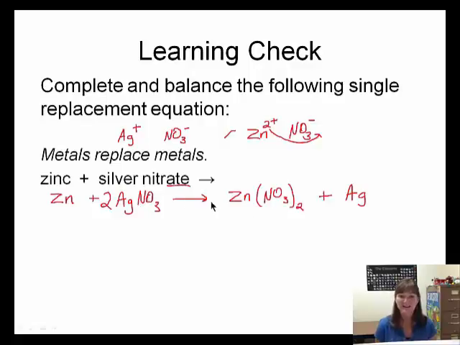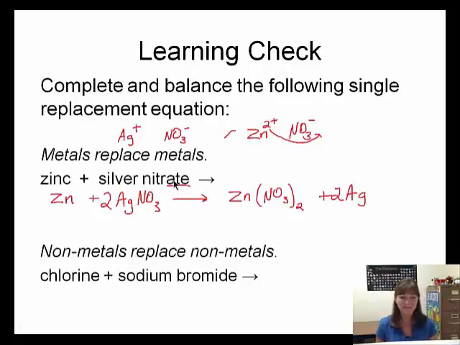So now my nitrates are balanced, but I've messed up my silver. My silver is no longer balanced. So I have to come over here and put a 2 in front of the silver, so that silver will balance. So there's a balanced equation for that single replacement.